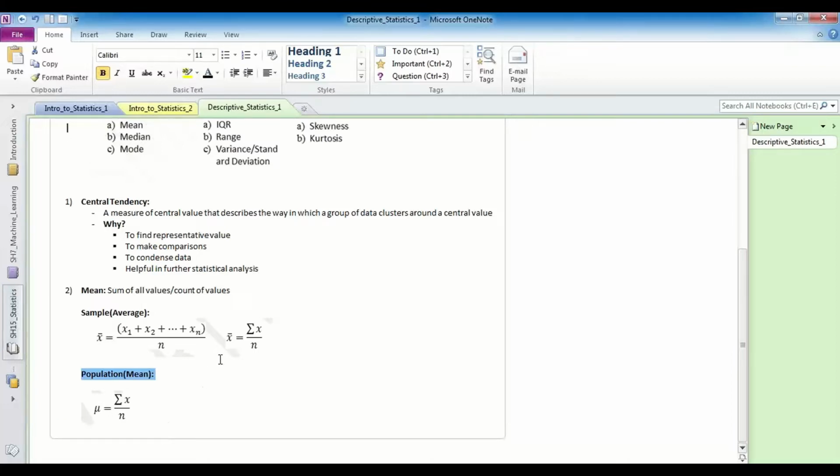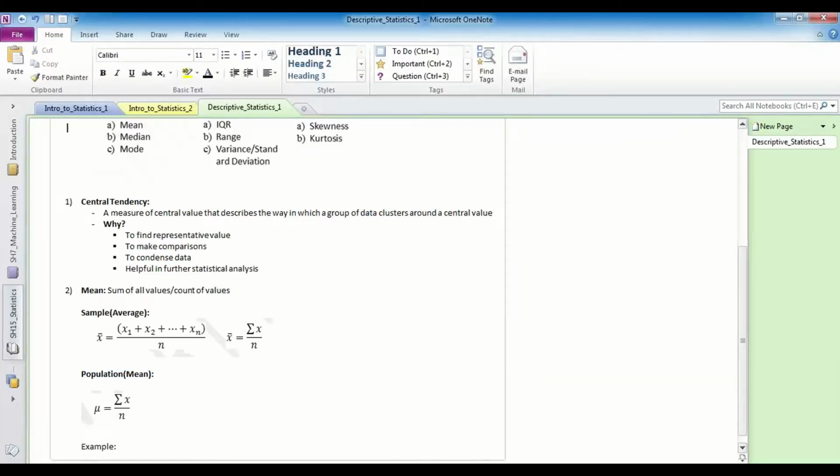The formula is not changing. Have you seen this? Sigma x by n. What do you mean by sigma? Sigma is nothing but the summation of all the elements present in a particular frame. Okay, make sense? Are you clear about this? Any questions? Yes, are you clear?